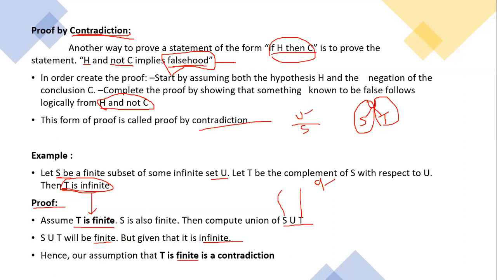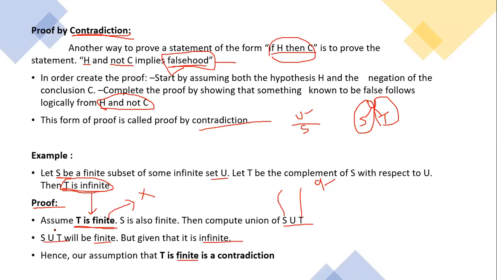So our assumption that T is finite is a contradiction. This is wrong. I just assumed it in the opposite way. I need to prove that T is infinite, but I'm taking the opposite: T is the finite one, and S is also finite, already given. If we combine both, S union T will also be finite.